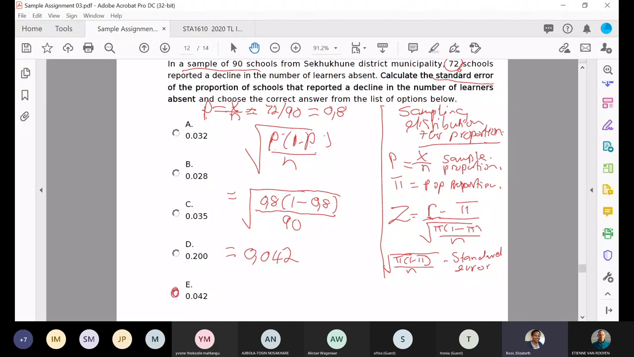0.042, which is option E. But Lizzie, I would have picked that one anyway with the previous answer, so we're still being right. It was the closest. But yeah, if you had two options here, and one was 0.47, then you would have chosen the wrong one.